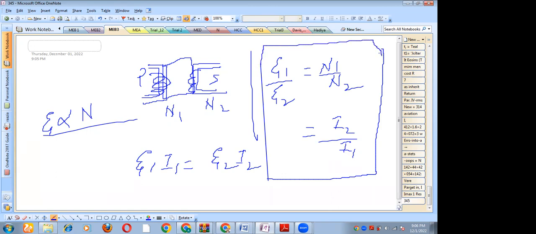You know this formula? We don't need to go into much detail in the theory. The most basic formula is this one, and that will be used. You know this formula? I think you should know this one.